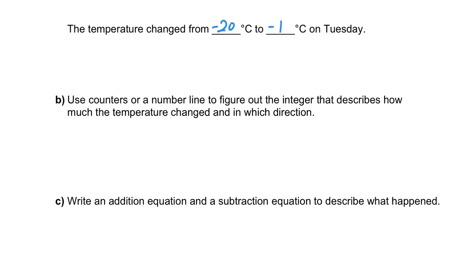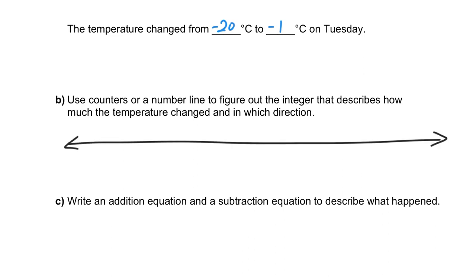Next it says, use counters or a number line to figure out the integer that describes how much the temperature changed and in which direction. And I think it might be helpful to do a number line for this one. I want to show negative 20 and negative 1 on this open number line. The largest numbers are on the right-hand side, and the smallest numbers are on the left-hand side. Negative 20 is much smaller than negative 1. So I'm going to start by putting the negative 20 over here on the left-hand side.